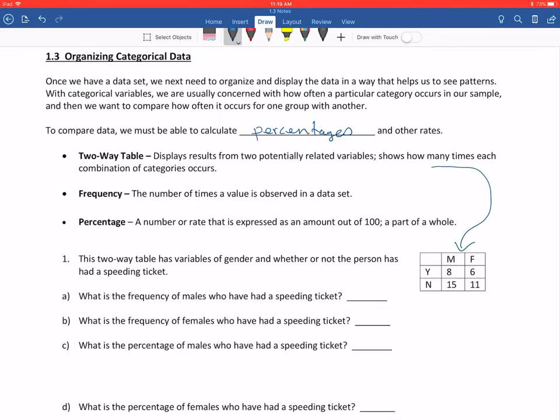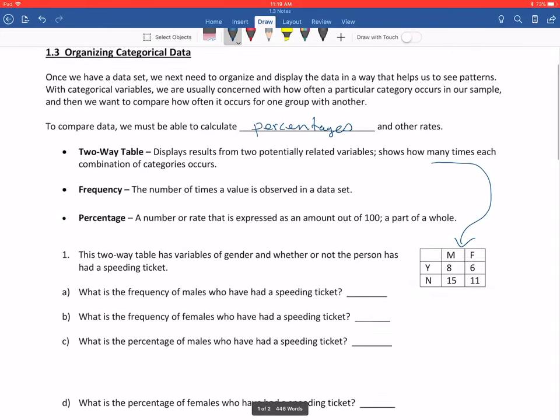Frequency is the number of times that a value is observed in a data set. And then we also have percentage. That's the number or rate that is expressed as an amount out of 100. It's the part of a whole. So frequency and percentage are not the same thing, and we're going to discuss that further in just a second.